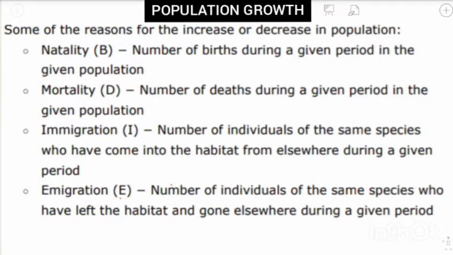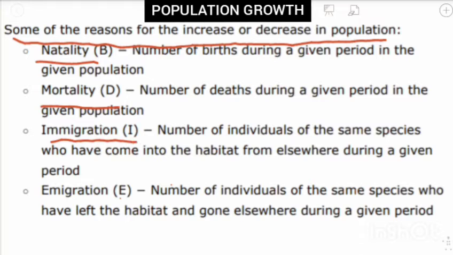There are some important reasons for the increase or decrease in the population. They are natality, denoted by B, mortality, denoted by D, immigration, denoted by I, and emigration, denoted by E. These are the four most important factors, or reasons, for the increase or decrease in the population. So these can be asked for 1 mark.